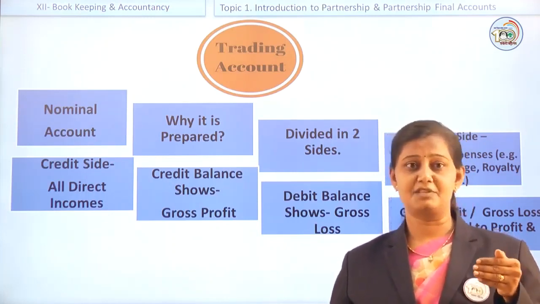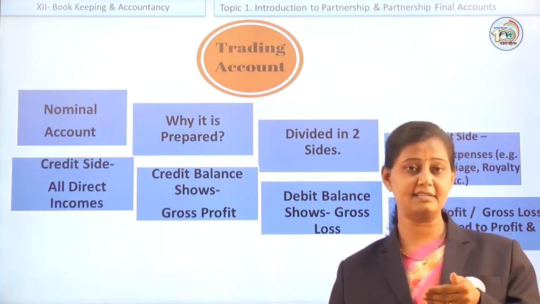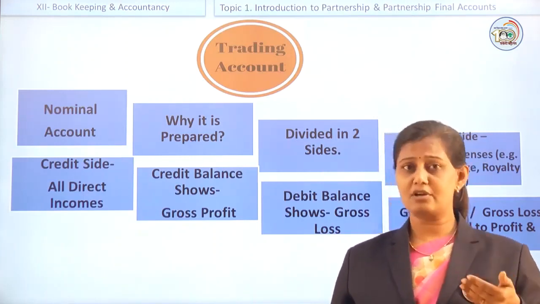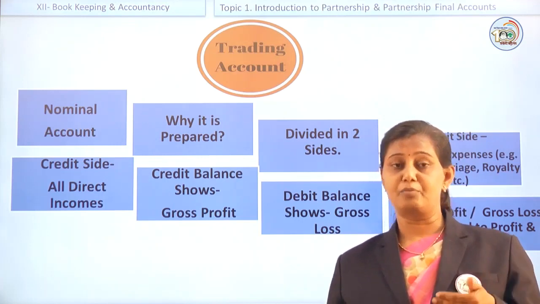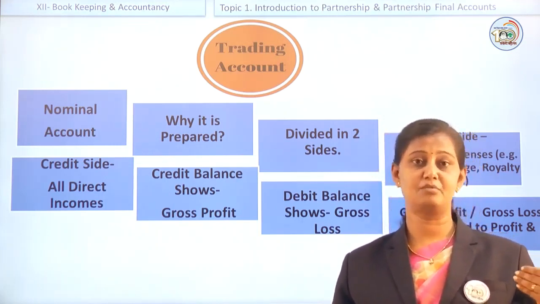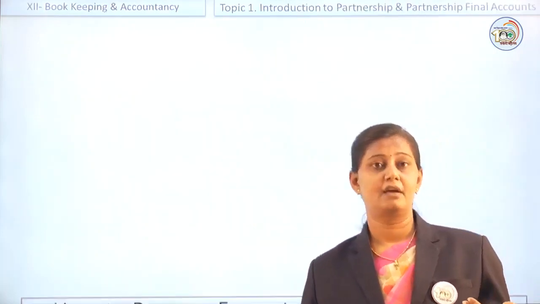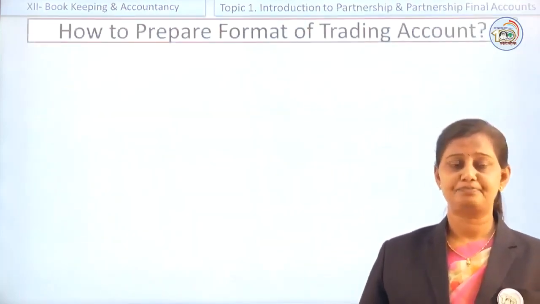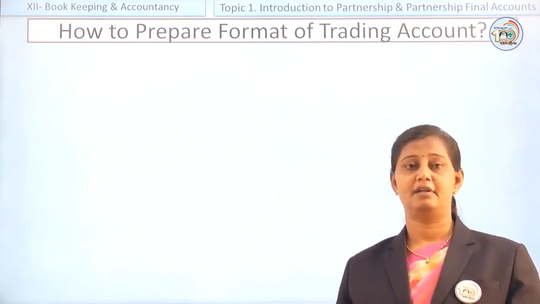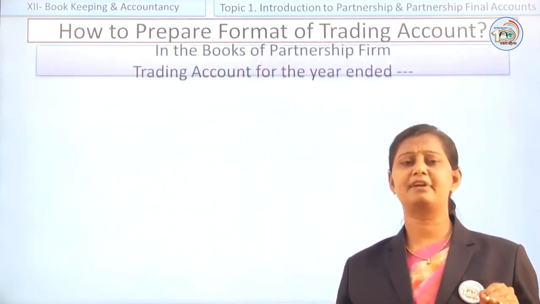Gross profit is transferred to the credit side of profit and loss account under the heading "By gross profit brought down". Gross loss should be transferred to the debit side of profit and loss account under the heading "To gross loss brought down". Now come to the next point. How to prepare the format of trading account? Here is a simple format of trading account.